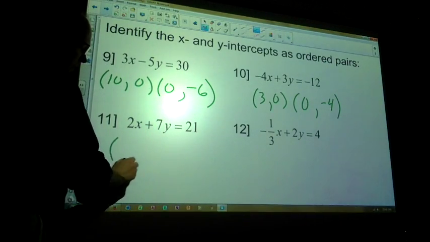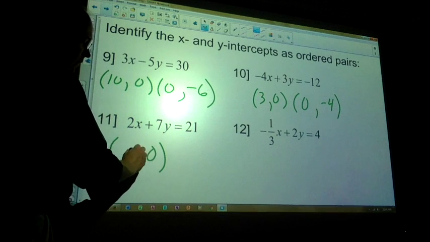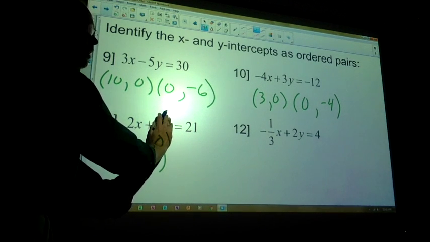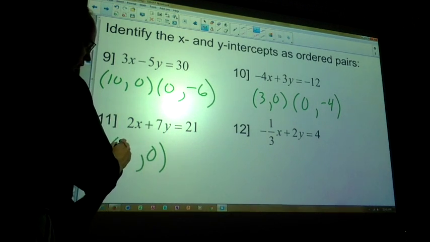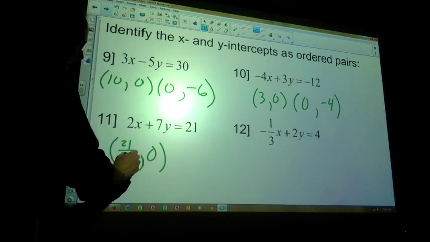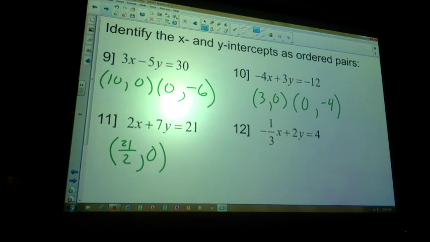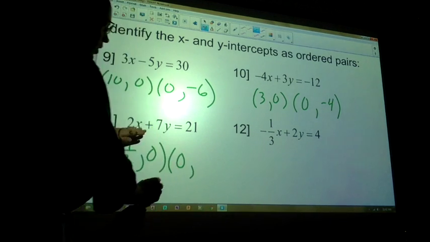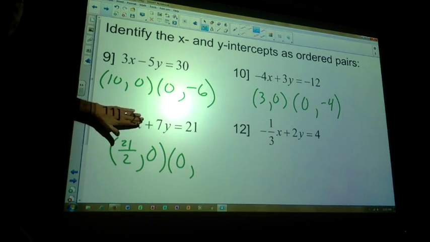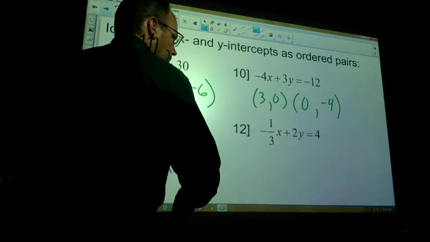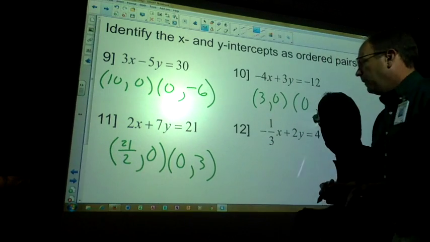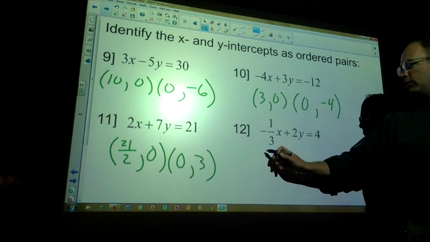Number 11. If I'm covering up the y, x equals 21 over 2, or 10.5. You could leave it like that or make it 10.5. It's your choice how you want to do it. If I cover up the x, it means I'm plugging 0 in for x. What is my y going to be equal to? 3. Okay, even with fractions, it's going to work.